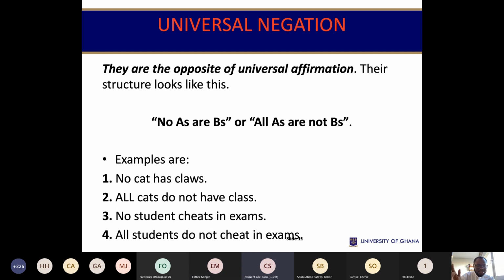Claws. The third one, no student cheats in exams. It means that all over the world, students have integrity. They do not compromise that by cheating. So students do not cheat in exams. This is how you deny something, or this is how universal negations are written.